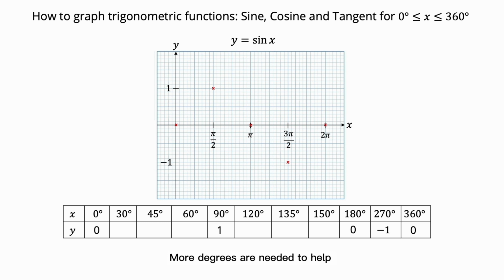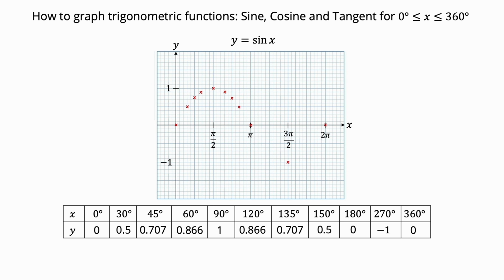More degrees are needed to help in graphing a smooth curve for the sine function. With the help of a calculator, sine 30 degrees equals 0.5. Plot the point on the graph. Sine 45 degrees equals 0.707. Sine 60 degrees equals 0.866. Sine 120 degrees equals 0.866. Sine 135 degrees equals 0.707. And sine 150 degrees equals 0.5.